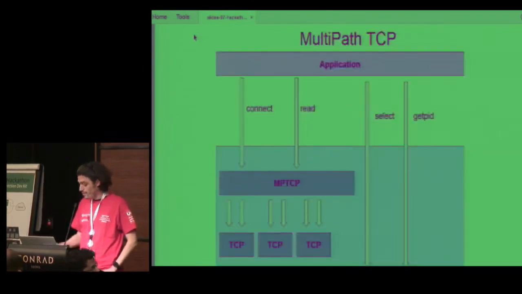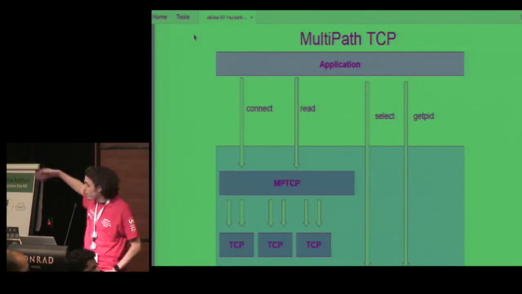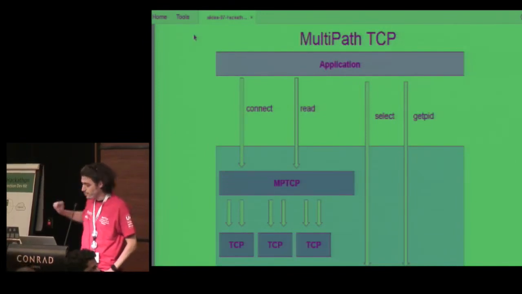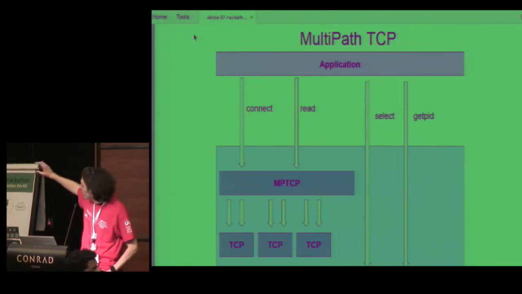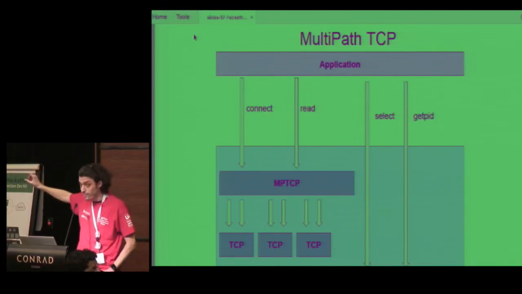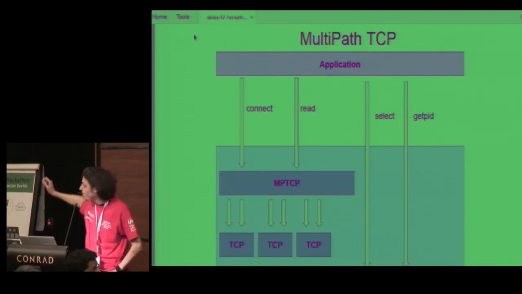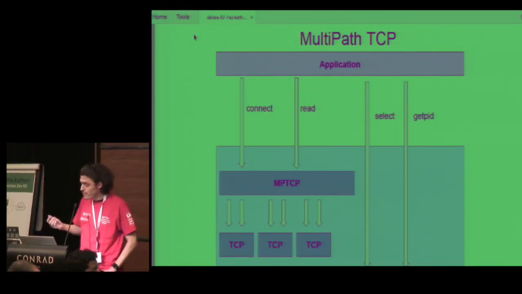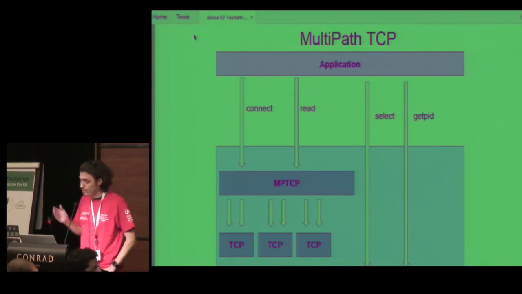As it's implemented, the application will just open a TCP socket, and in the kernel we added the MPTCP that will translate and use multiple TCP connections. We call that subflows. So if you have an MPTCP connection that consists of multiple TCP connections, the TCP connections are basically the subflows. So it's transparent for the application. It's all in the kernel.